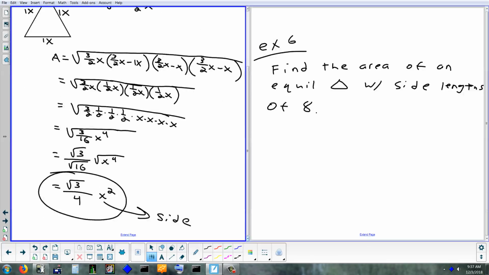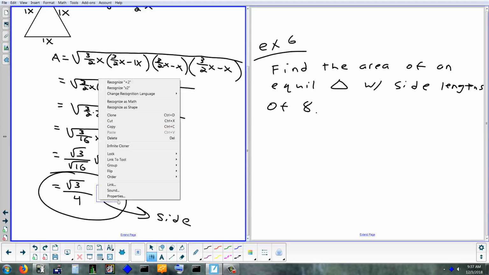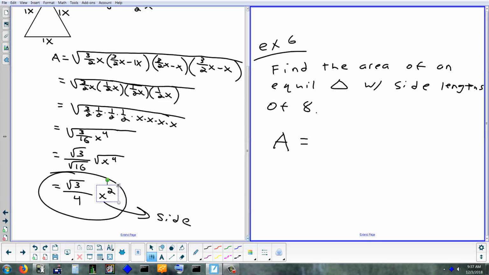Okay? So in example 6, what am I plugging in? 8. Plug in 8 for the length of the side. So what's the formula going to look like if I do that? Well, what doesn't change? Square root of 3, yep, over 4 times 8 squared. So we just do that out and see what we get.